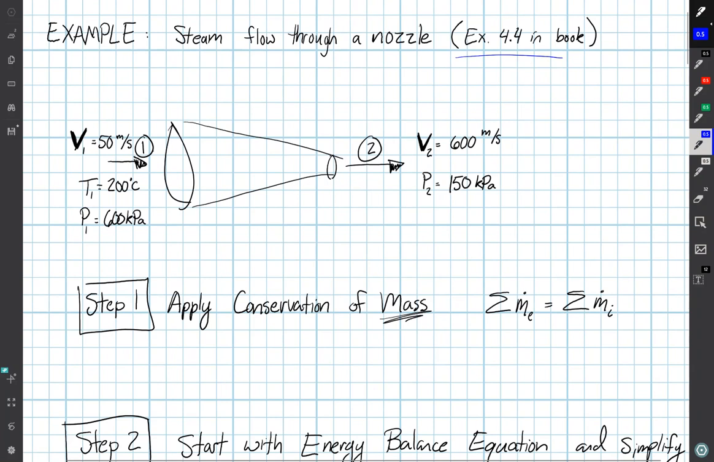And steam is flowing in one side of this really poorly drawn nozzle. Here at state 1, it's flowing in at 50 meters per second, 200 degrees Celsius, and 600 kilopascal. So it's coming in at high pressure. It's leaving at low pressure, and we're exchanging some of the energy of pressure and heat, some of that thermal energy, to velocity. So we're converting thermal to kinetic. That's our energy conversion process that's happening here.